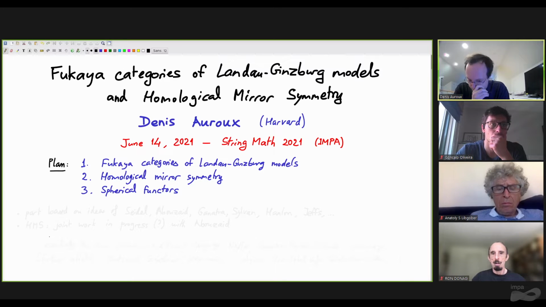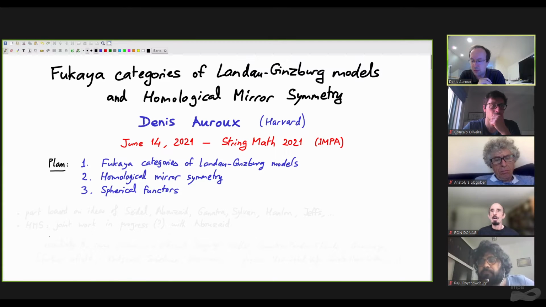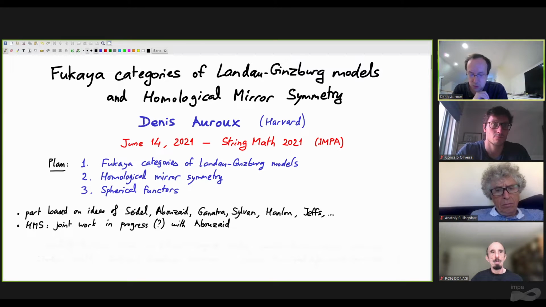So I want to explain basic things about these Fukaya categories and then talk about what this says about homological mirror symmetry in various classes of examples, and then try to explain and synthesize the two viewpoints in the language of spherical functors and try to explain some of the structural properties of the geometry that one sees. And so various parts of this talk are based on ideas that were first introduced to symplectic geometers by Paul Seidel, then by Mohamed Abouzaid, and then further refined in the works of various people, including my students Ganatra, Sylvan, Hanlon, Jeffs.